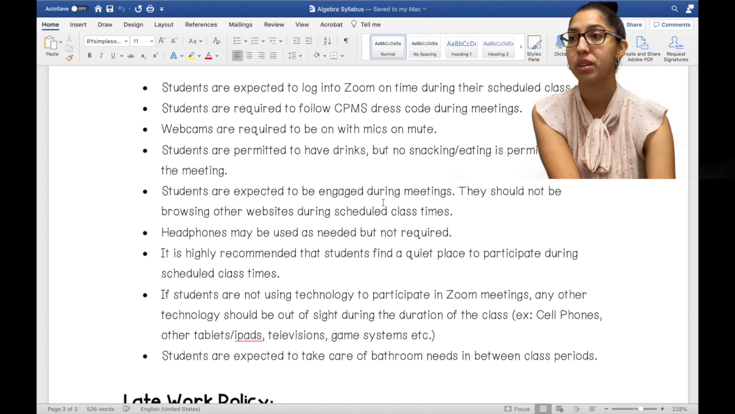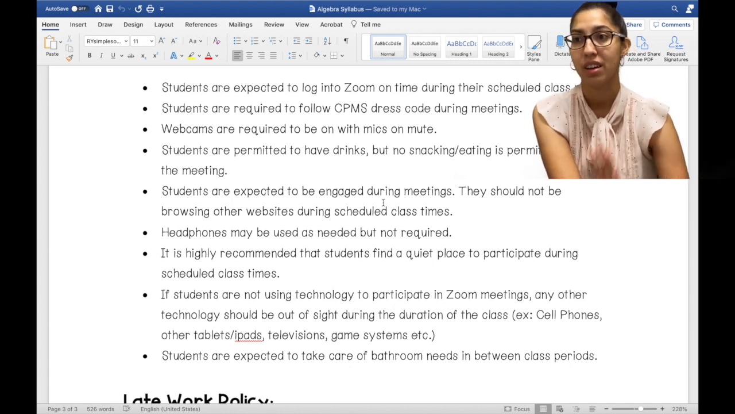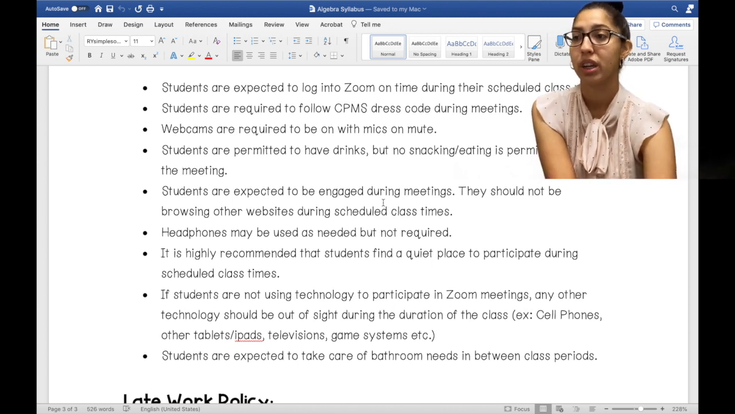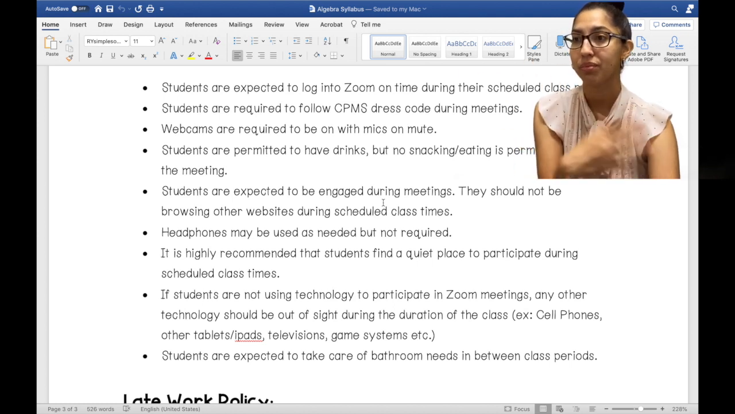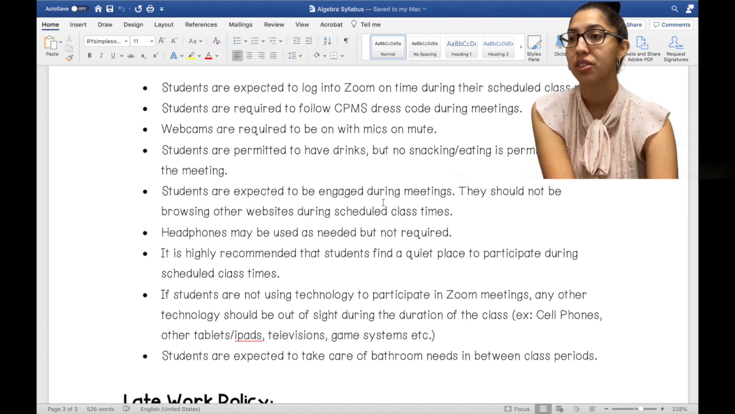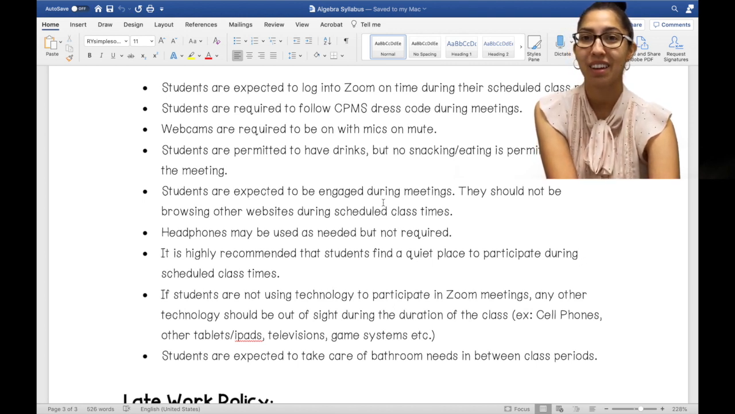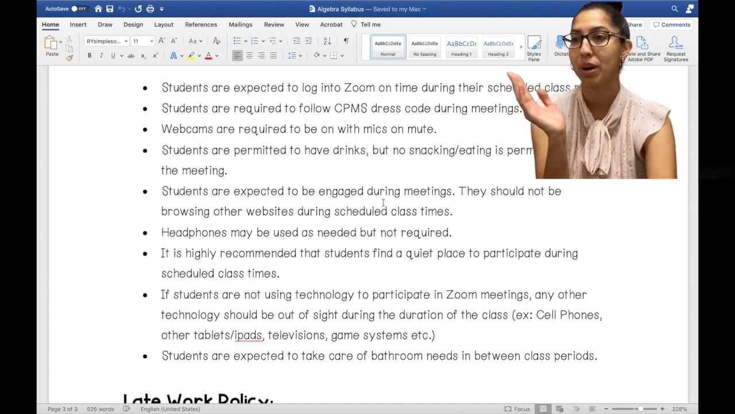Students are required to follow the CPMS dress code, so please dress appropriately, no shirts that say anything crazy, anything like that. Webcams are required to be on so that I can see your face and make sure you're understanding what I'm saying. Mics are going to be muted, that way, while I'm talking, nobody gets any background noise. Students are permitted to have drinks, but no snacking; eating is not permitted during the meeting. It's a 10-15 minute meeting, so you really shouldn't need to eat. You can eat after it and then go about your day.